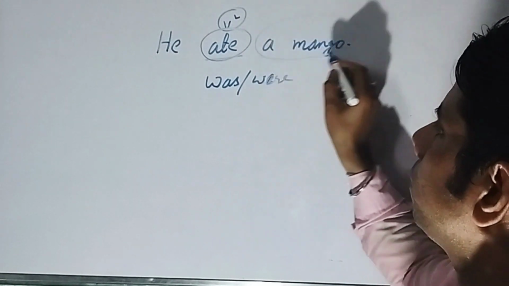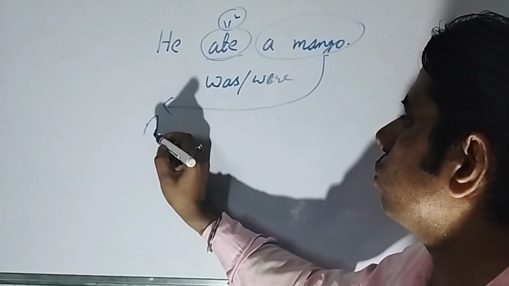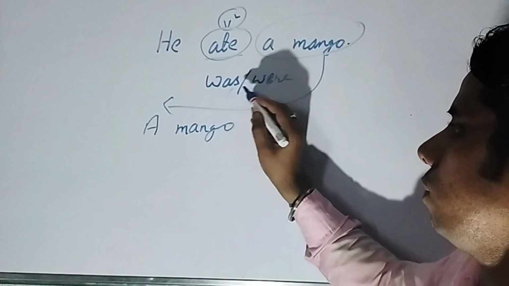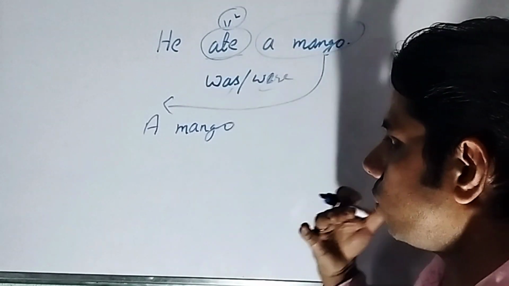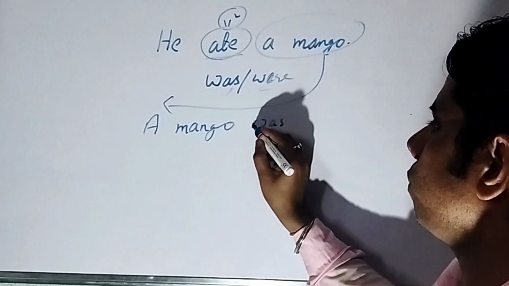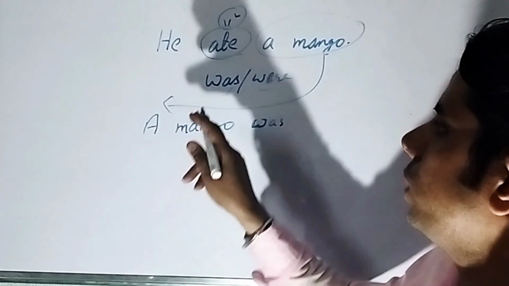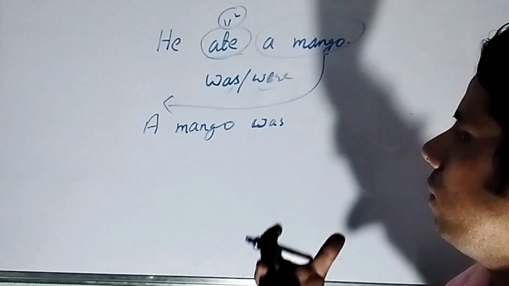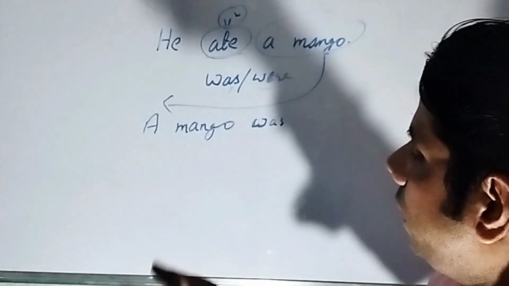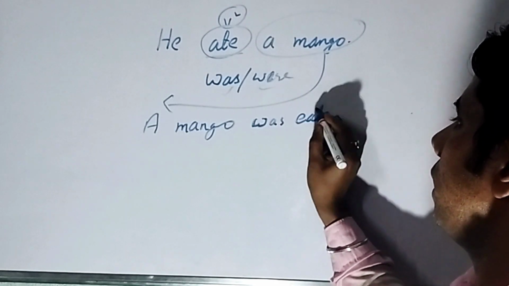I told you that at first we have to use the object at the subject place. So here it is given a mango, so a mango. After then, which word is suitable for this? Here it is given a mango, which is showing a singular, so we should use was. So a mango was. And the most important thing which we have to keep in our mind, the verb should be changed into third form. Here it is given ate, so ate will be changed into, this is the second form of eat and the third form is eaten, so we should use eaten. A mango was eaten, and after then by him.